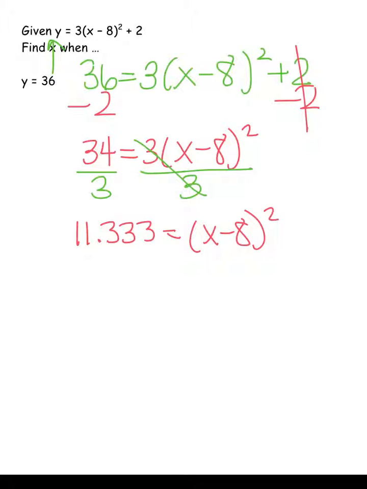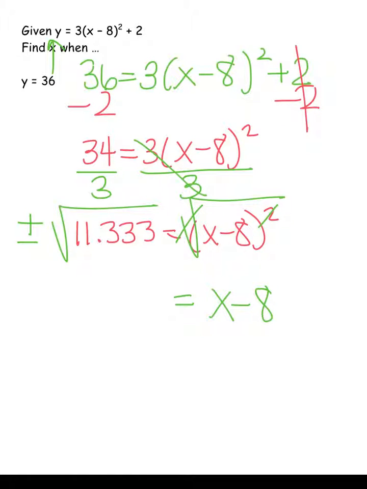So now the next thing we can do is undo the squaring with square root. And that crosses off the square. And whenever we put a square root on our paper, we want to put a plus and a minus in front of it, remembering we don't know if that's positive times positive or negative times negative becoming positive. Since it's a number times itself, it could be either one of those situations. So we're going to have x minus 8 equals plus or minus the square root of 11.333.